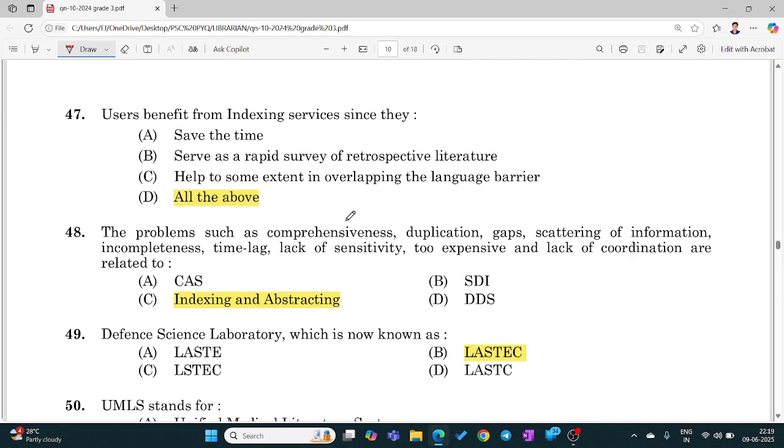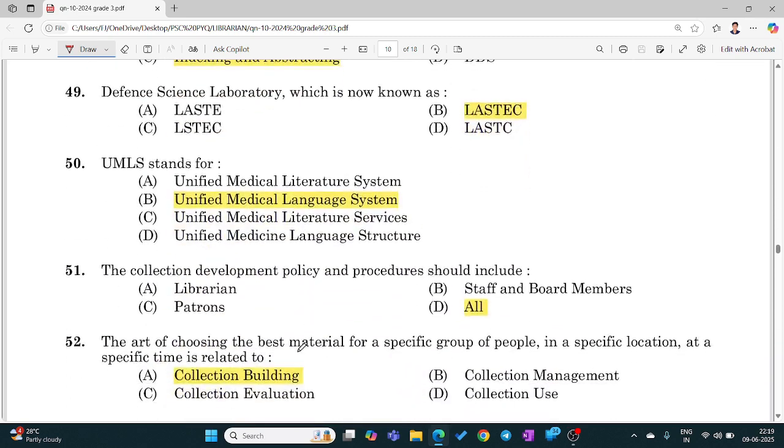The problems such as comprehensiveness, duplication, gaps, scattering of information, incompleteness, time lag, lack of sensitivity, too expensive, and lack of coordination are related to indexing and abstracting. Defense Science Laboratory, which is now known as LASTEC. UMLS stands for Unified Medical Language System.